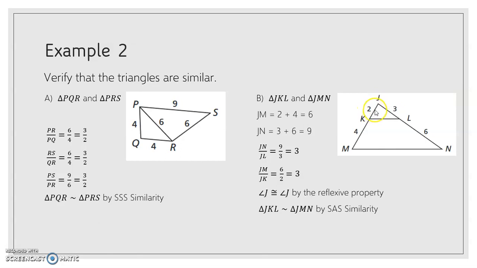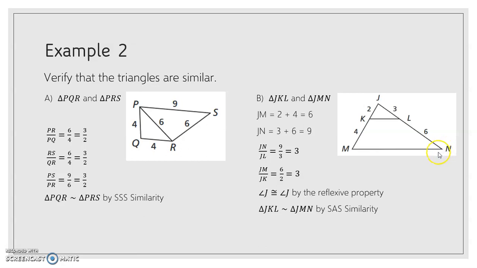The last thing that I noted is that angle J is in both triangles, so it's congruent to itself by the reflexive property. So these 2 triangles are similar by side angle side similarity. Please note that the angle has to be the angle that connects the 2 pairs of sides. So I had side, angle, side.